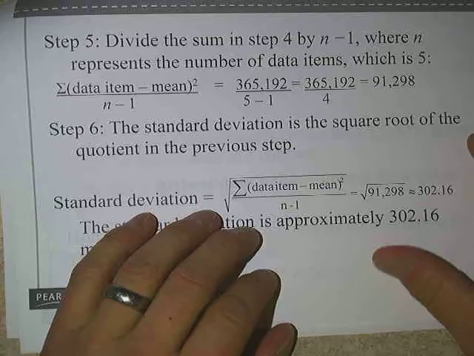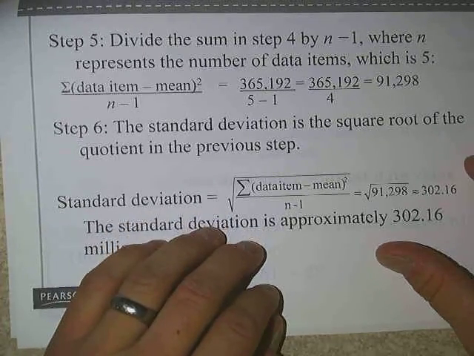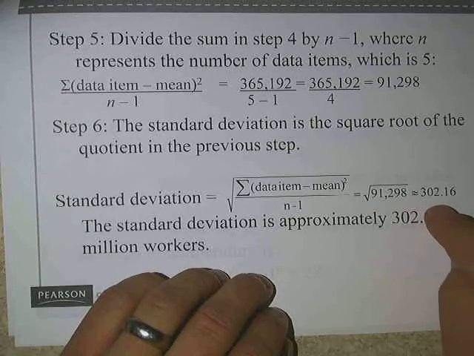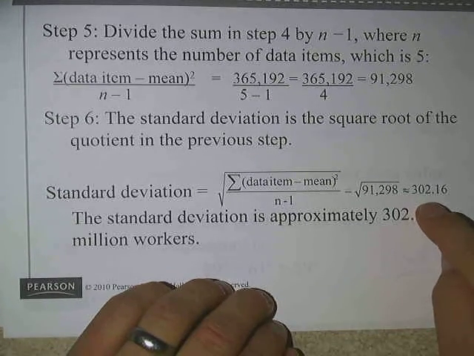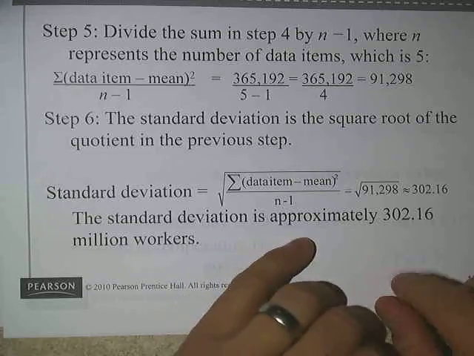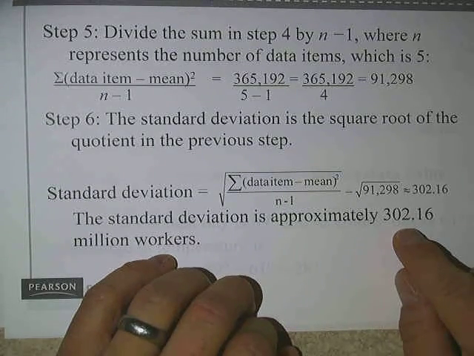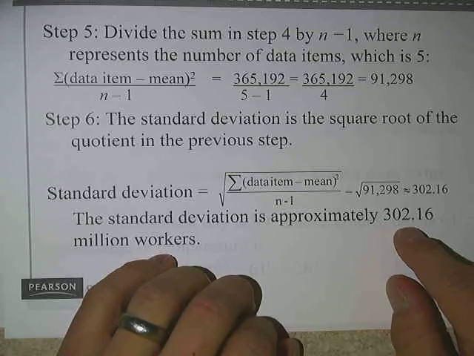So we're going to add those all up, and then from there, we're going to divide by n minus 1. And as I mentioned, n minus 1 in our case is 4. And we're going to get this number. And then with that said, we're going to take the square root and we're going to get 302.16. So ultimately the standard deviation is approximately 302.16 million workers.